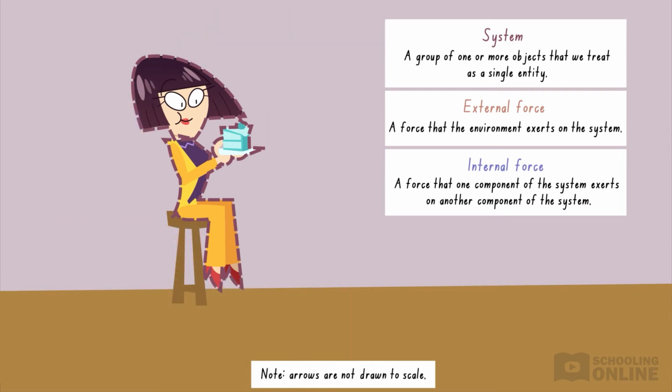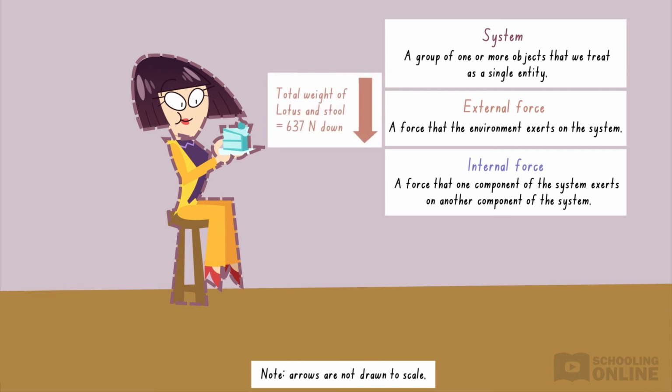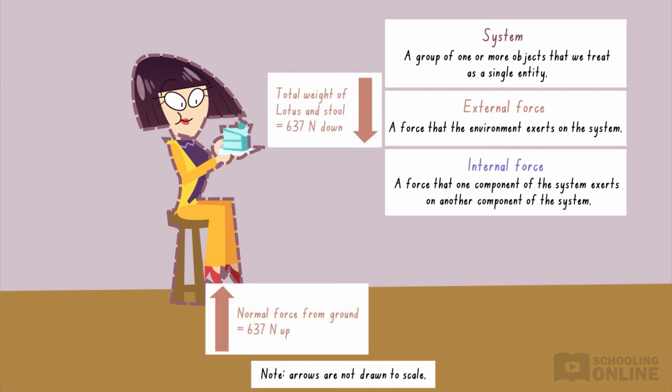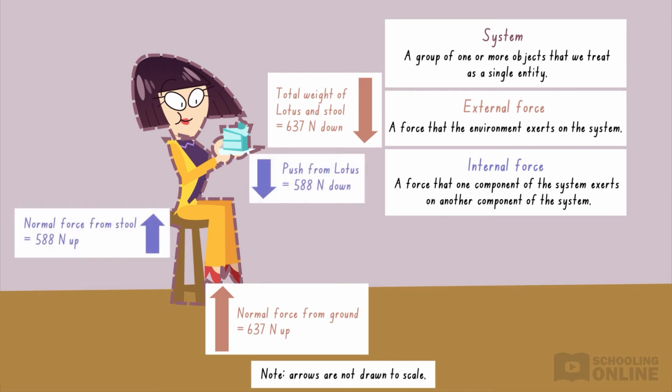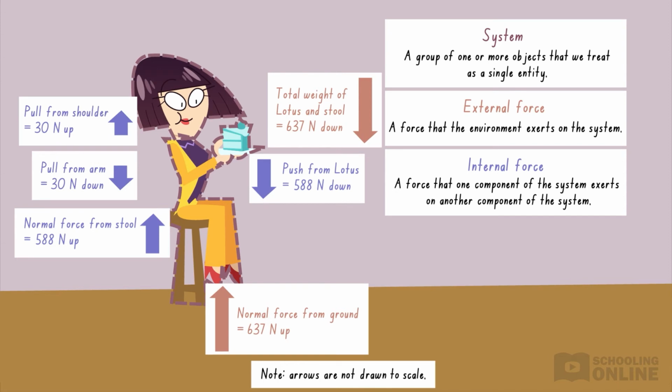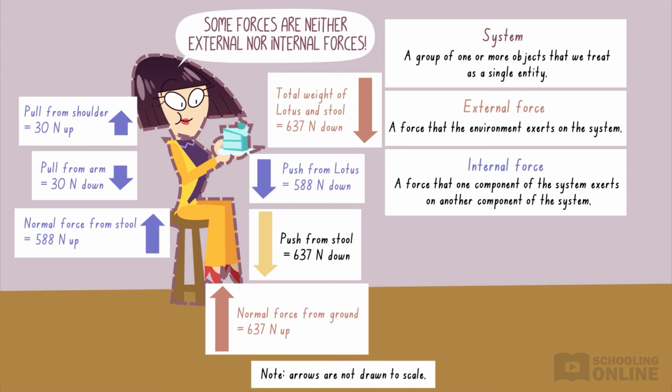Now, let's redefine the system to include both Lotus and the stool. This time, the external forces are the total weight of the system and the normal force provided by the ground. The forces between Lotus and the stool and the forces connecting her arm to her shoulder are internal forces because they act between the components of the system. When the stool pushes against the ground, the system exerts a force on its environment. This does not fall under any of our earlier definitions, so it is classified as neither an external nor internal force.